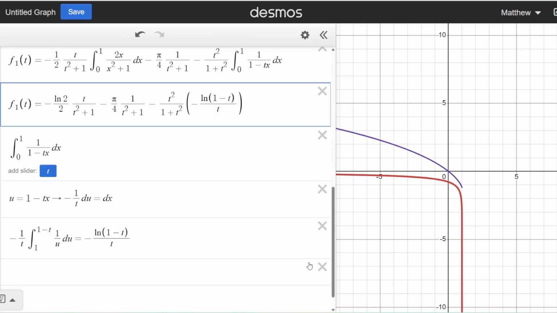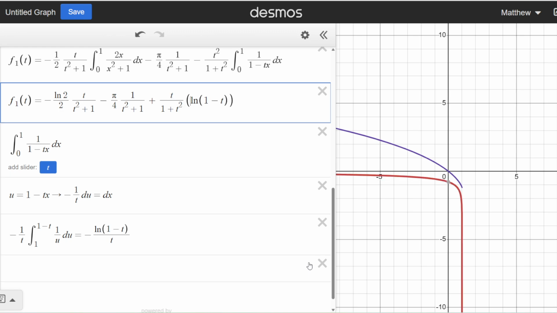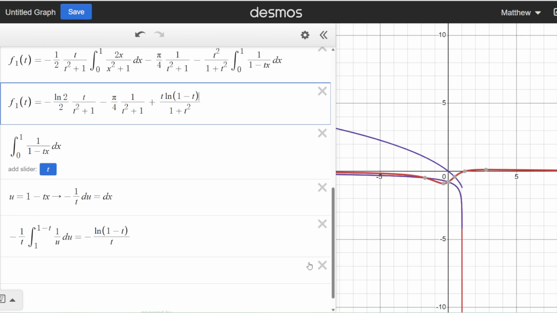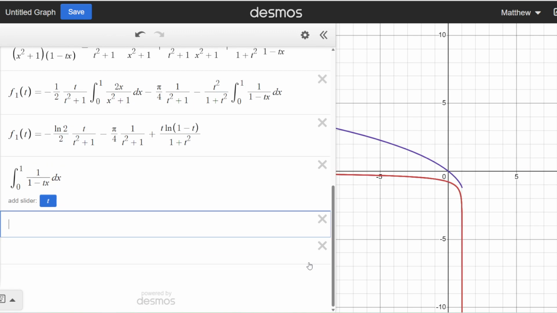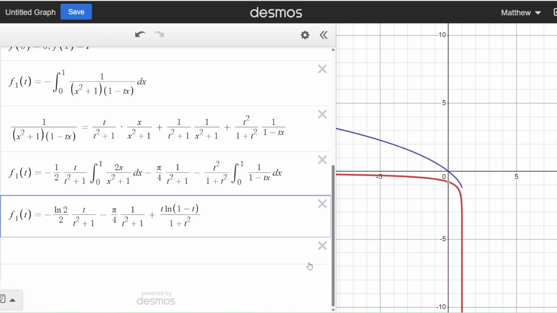Let's distribute that negative sign outside. This t cancels one of these t's upstairs, and now we have this. So f prime of t is equal to this. Now that doesn't look a whole lot better. It doesn't really look like we're going to be able to anti-differentiate. Well, we'd be able to anti-differentiate every term except for this. So what are we going to do?